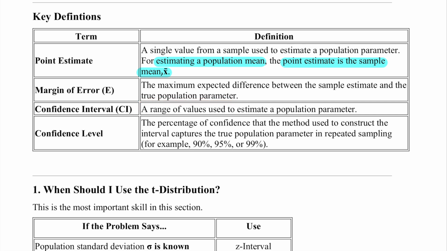A confidence interval is a range of values used to estimate a population parameter. The confidence level, such as 90%, 95%, or 99%, tells us how confident we are that the method used to construct the interval captures the true population parameter over many repeated samples.